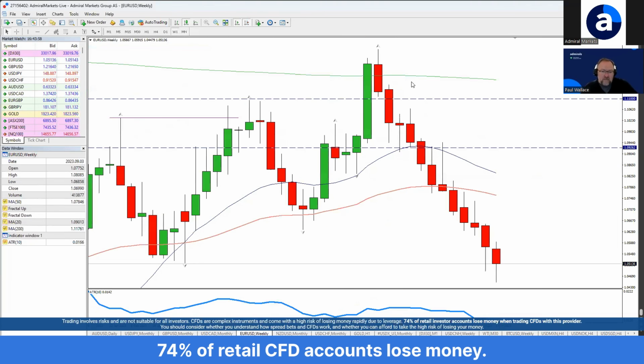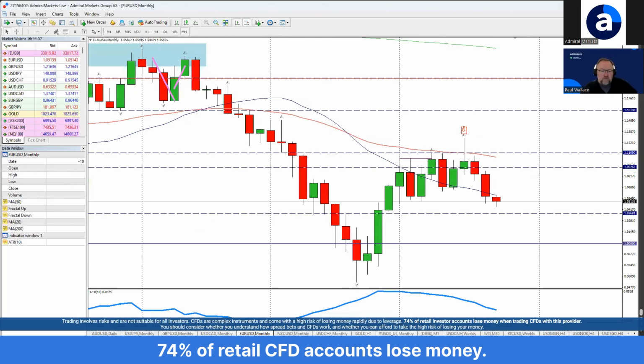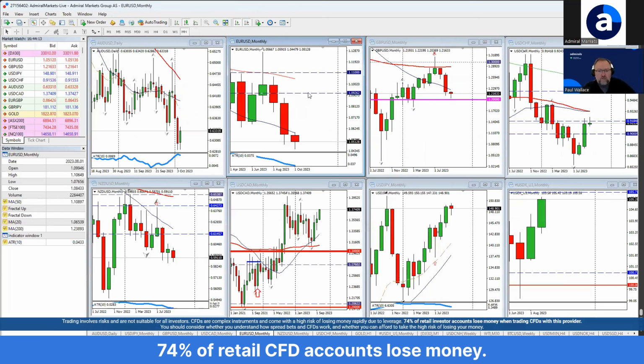It's drifted down since then. That's on the weekly chart. You can see that has just been one-way traffic, okay? Absolute one-way traffic on there. So you've got the candle on the dollar index, and it's being confirmed by the Aussie dollar and the euro dollar.